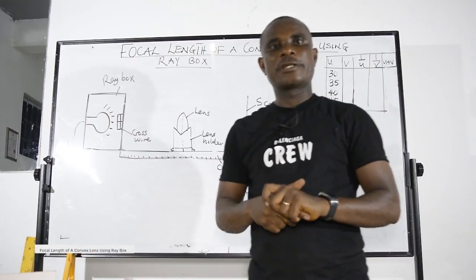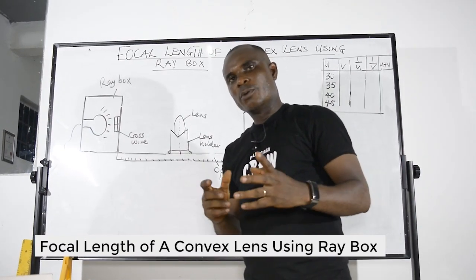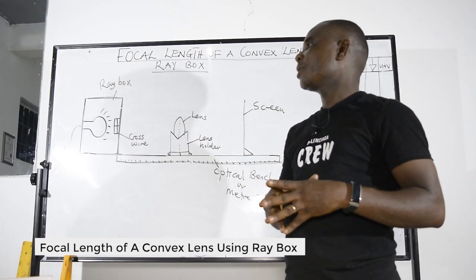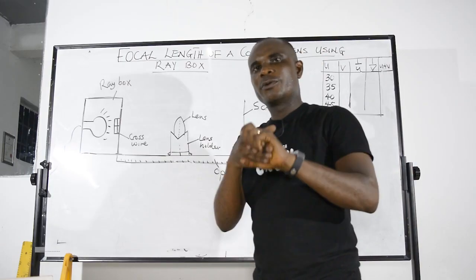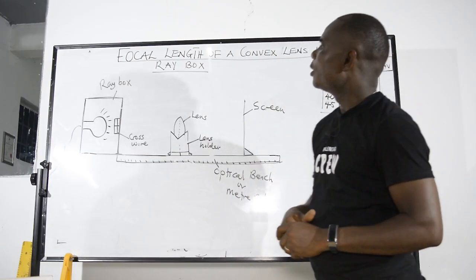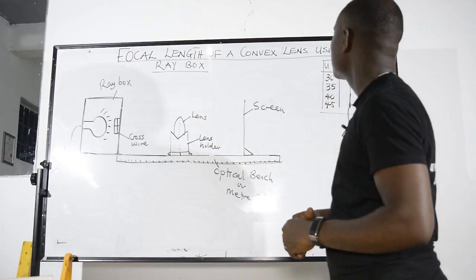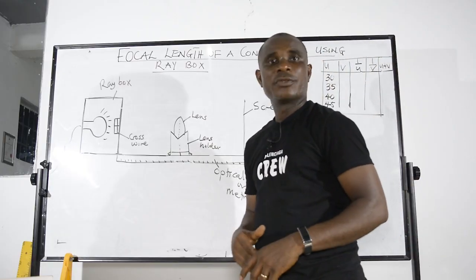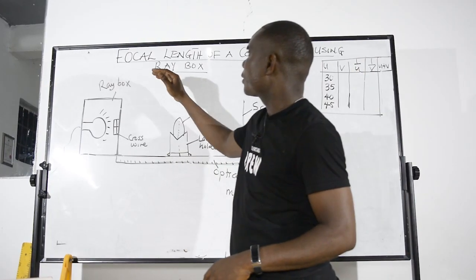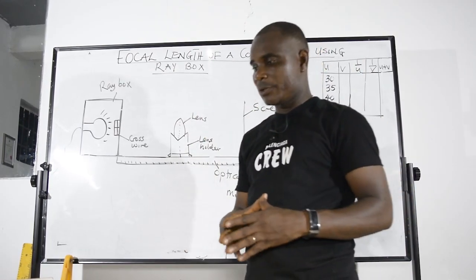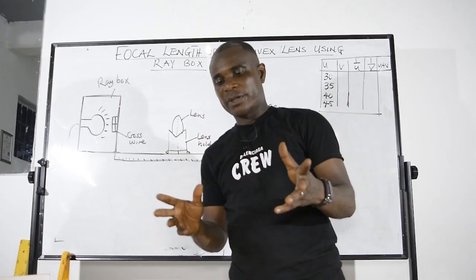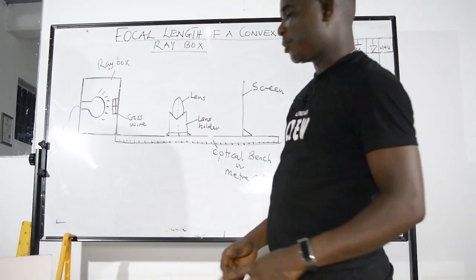I'm also going to proceed with the physics experiments and the physics practicals with respect to optics this time. I want to look at the focal length of a convex lens using a ray box. Now we have a couple of materials here that I want us to look at, and first of all I want to define those materials for you and describe them as you move along.